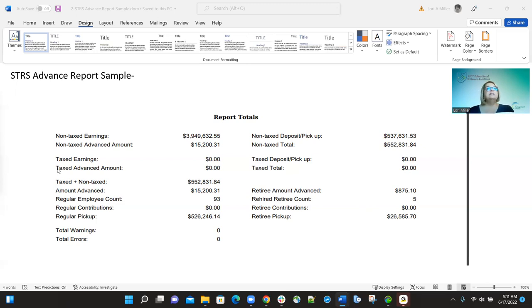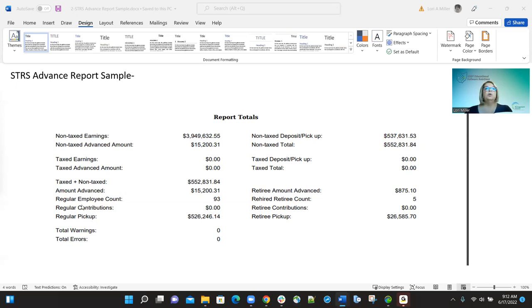This next field, the tax plus non-tax, is the non-tax total. So basically on this report, it'll be the 15,231 plus the non-tax deposit pickup amount, which is 537,631.53. Those figures added together equal that tax plus non-tax total. The amount advance will be the amount that would be paid toward the advance over the summer months. So you can see here that $15,230.31 is going to be this district's advance amount.